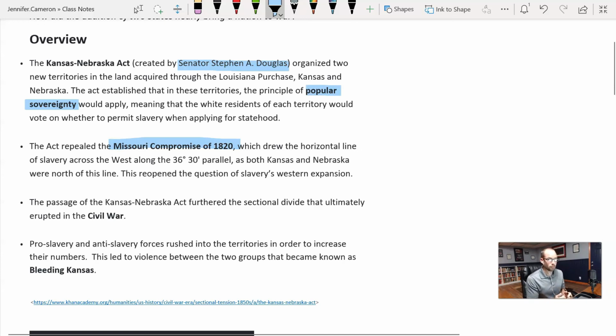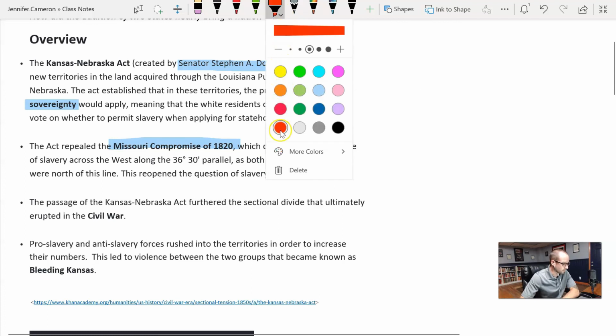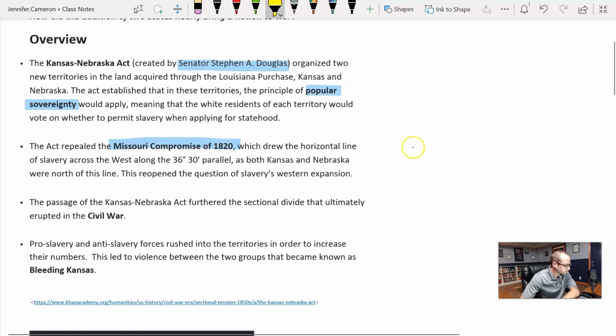And one of the problems with popular sovereignty, and I will switch highlighter colors here to kind of emphasize the point. Let's go with a nice yellow here. One of the problems is that when you let people vote, both sides, pro-slavery and anti-slavery, are going to go into the territories in order to increase their own numbers.